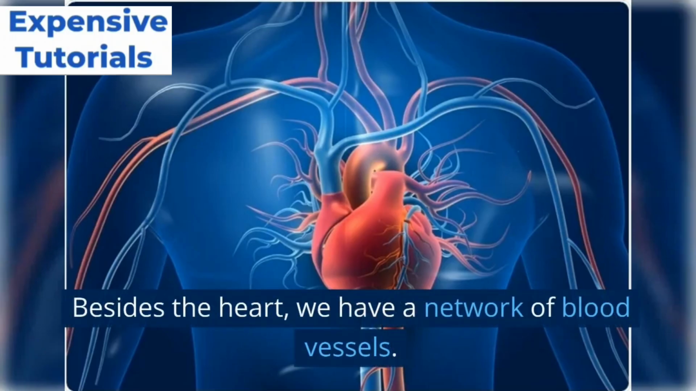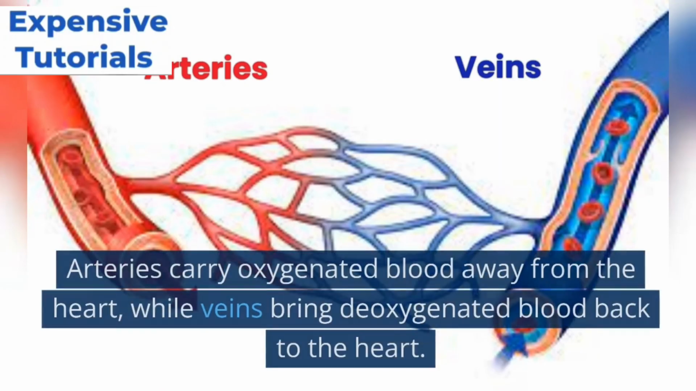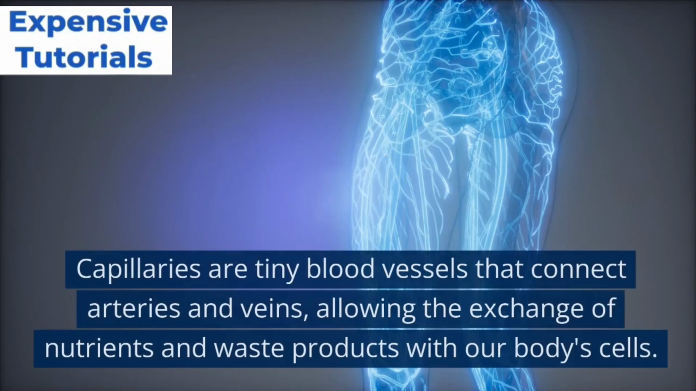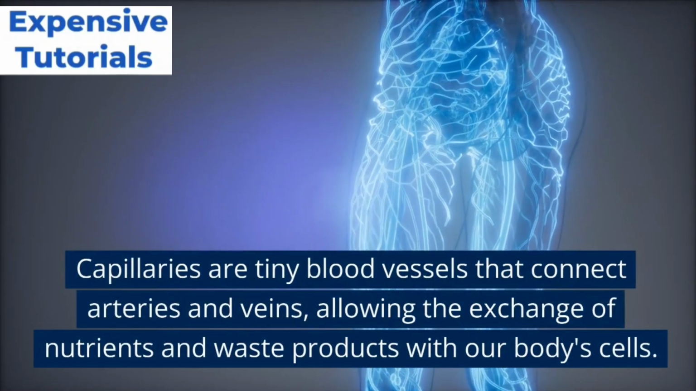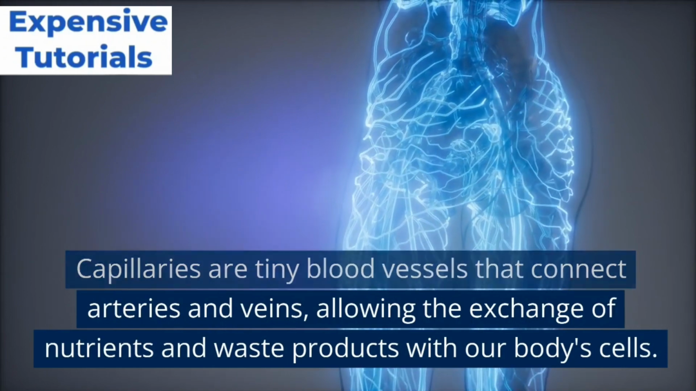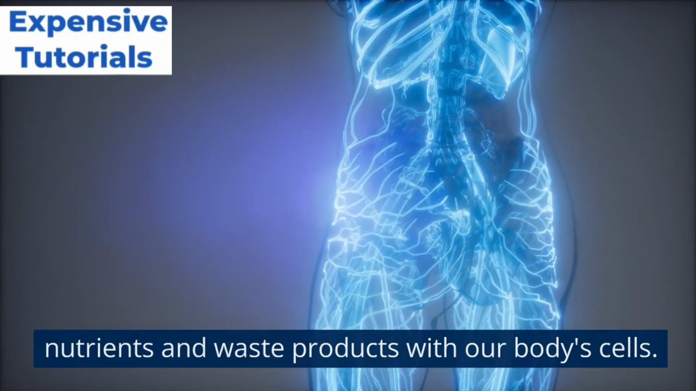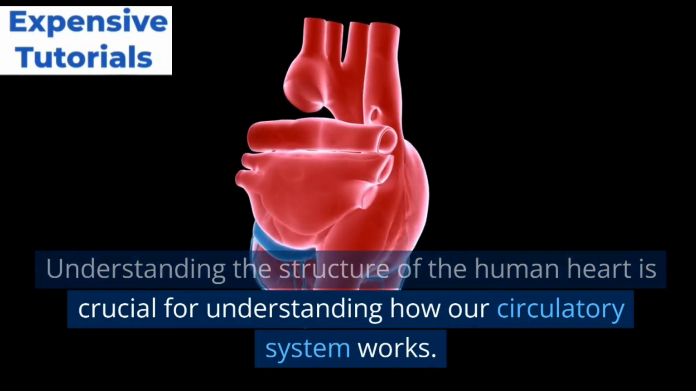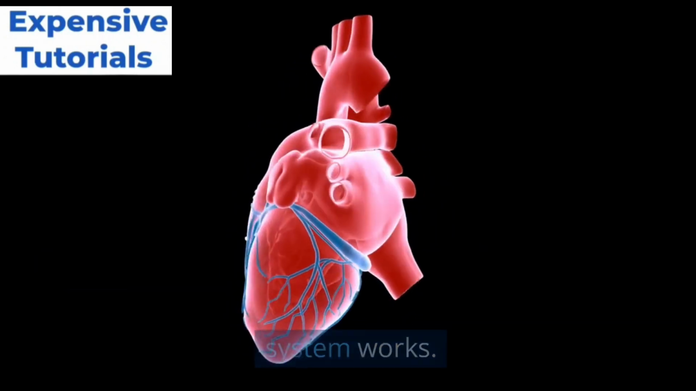Besides the heart, we have a network of blood vessels. Arteries carry oxygenated blood away from the heart, while veins bring deoxygenated blood back to the heart. Capillaries are tiny blood vessels that connect arteries and veins, allowing the exchange of nutrients and waste products with our body's cells. Understanding the structure of the human heart is crucial for understanding how our circulatory system works.